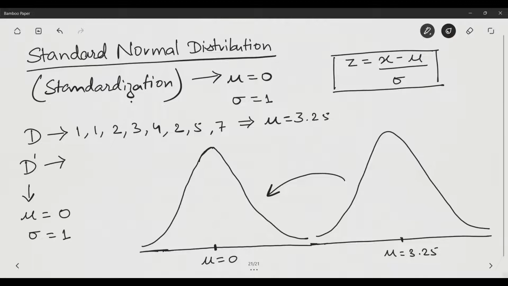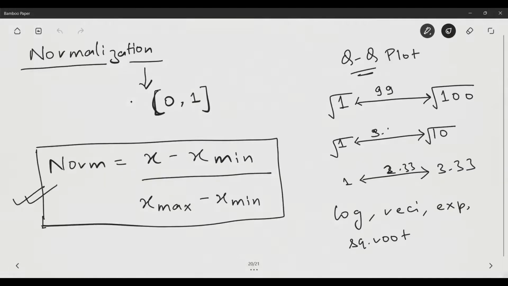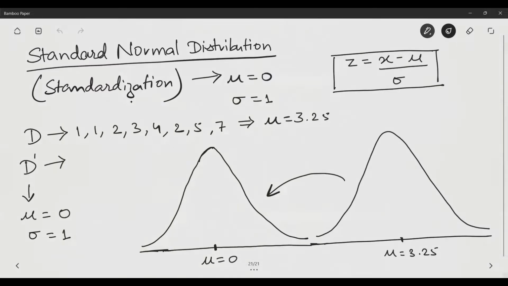So in case of standardization, we shift our distribution in such a way that the mu for this new distribution will become 0 and the standard deviation for this new distribution will become 1. Okay, and this is the idea of standardization. In normalization the whole value is in between 0 to 1, while in standardization the value on the x-axis is going to be in between minus 3.4 to plus 3.4.